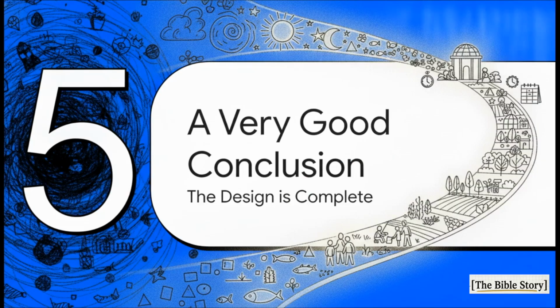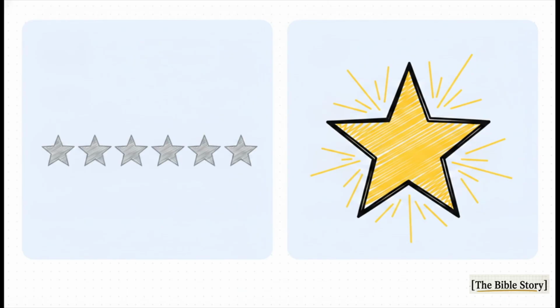Which leads us into Section 5, a very good conclusion. The design is complete. We've traced the text from a dark, formless void all the way to a flourishing, ordered world managed by humanity. So the crucial point is to notice the subtle but absolutely vital shift in the narrative's rhythm right at the end. Throughout the first 5 days, the repeated verdict has always been, and God saw that it was good. Just good. But at the conclusion of day 6, after humanity is placed within this perfectly balanced ecosystem, the text says, and God saw everything that he had made, and behold, it was very good. The addition of the word very signals that the ultimate climax has finally been reached.